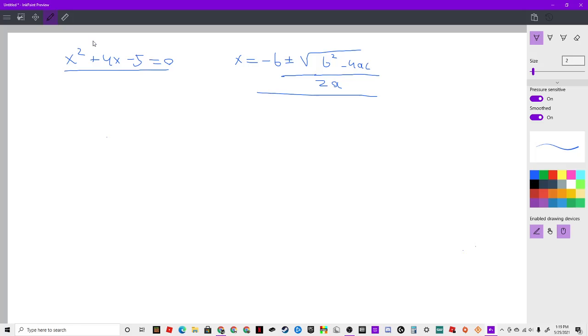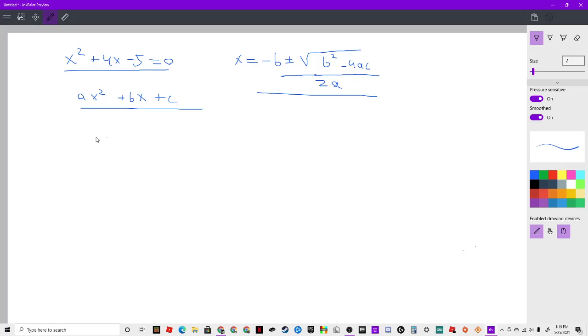And the general form of the equation is ax squared plus bx plus c. So you need to know these. Today we're mostly looking at the quadratic formula. So basically you're going to plug in the numbers.